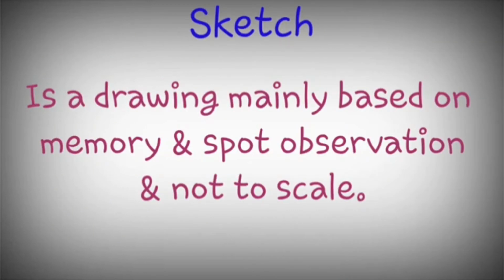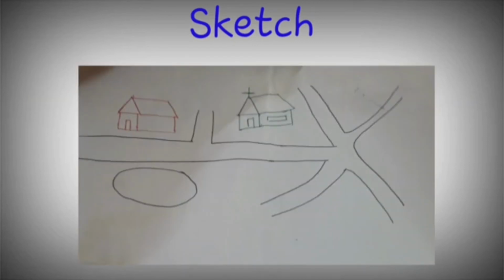Sketch. A sketch is a drawing mainly based on memory and spot observation and not to scale. Suppose you want to go to your friend's house but you don't know the way. Your friend will make a rough drawing to show the way to his house. A rough drawing is required of an area to tell where a particular place is located with respect to other places. Such a rough drawing is drawn without scale and is called a sketch map.